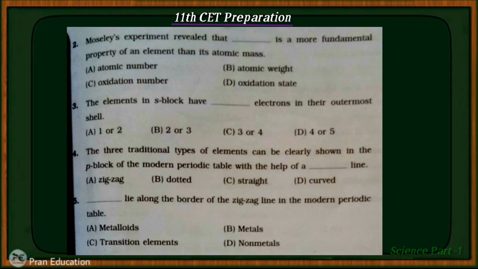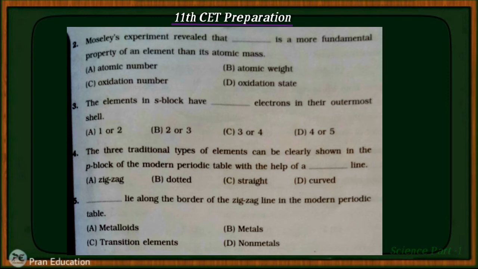Options: A. Atomic number, B. Atomic weight, C. Oxidation number, and D. Oxidation state. The correct option is option A, atomic number. Third, the elements in the s block have dash electrons in their outermost shell. Options: A. 1 or 2, B. 2 or 3, C. 3 or 4, and D. 4 or 5. The correct option is option A, 1 or 2.